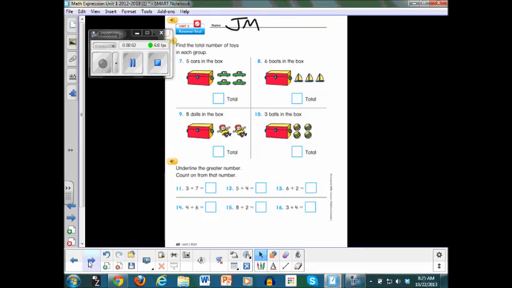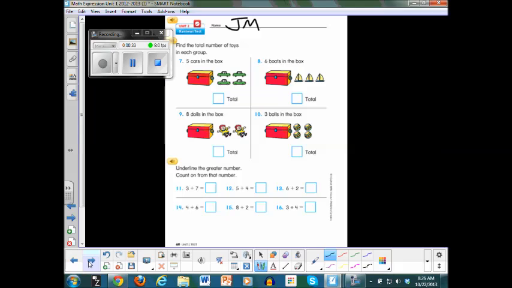Moving on. Friends, please flip your page so that you see number 7, 8, 9, and 10. We have the red boxes. Inside of those red boxes, we have some cars that are hiding. We have some boats that are hiding. We have some dolls that are hiding. And we have some balls that are hiding. My strategy for this one is to write the number that are hiding right on top of the box, and then it's easier to count on.